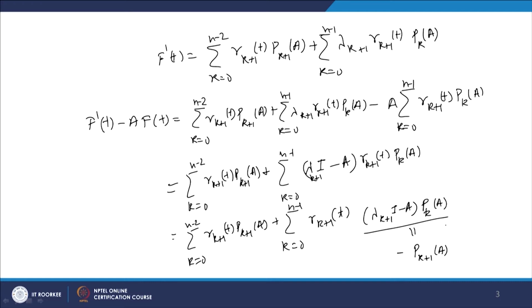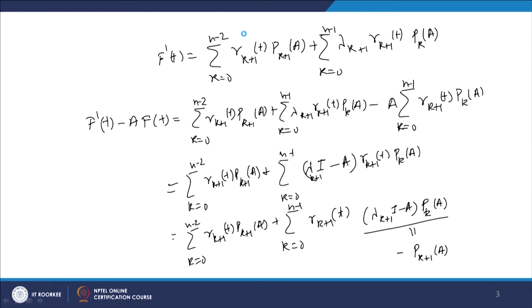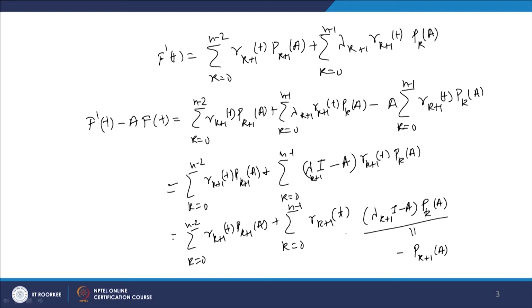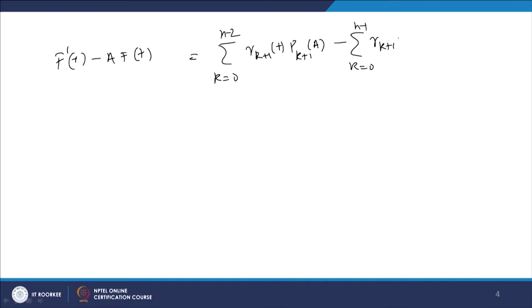So if we are writing this as A minus p_{k+1}(A), then I can write this as a summation. It is basically f'(t) minus A f(t) equal to summation k equal to 0 to n minus 2 of r_{k+1}(t) p_{k+1}(A), minus summation k equal to 0 to n minus 1 of r_{k+1}(t) p_{k+1}(A), right.